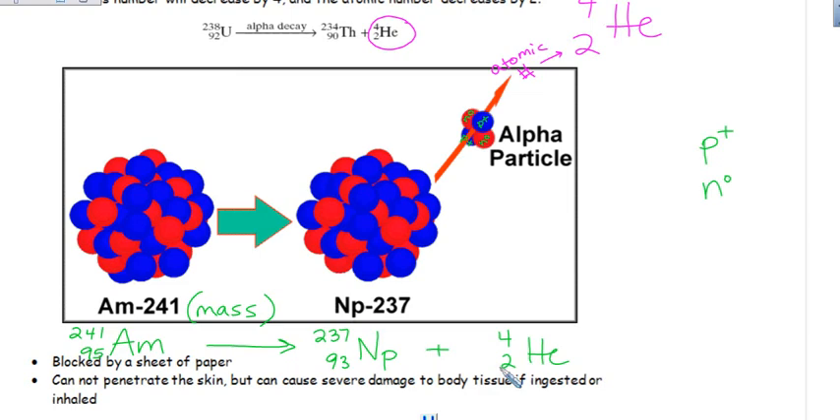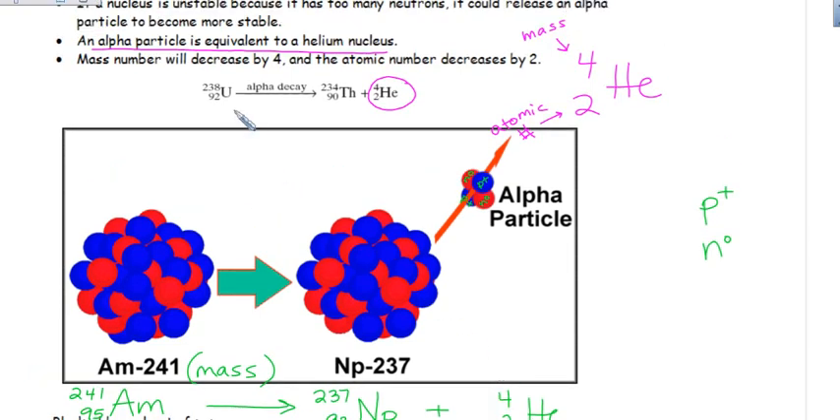The other one that they give me as an example up on top, here's an atom of uranium. Mass 238, atomic number 92. If I lose a helium nucleus, or an alpha particle, the number of protons will go down by 2. So I form element 90. If I look at the periodic table, element 90 is thorium.